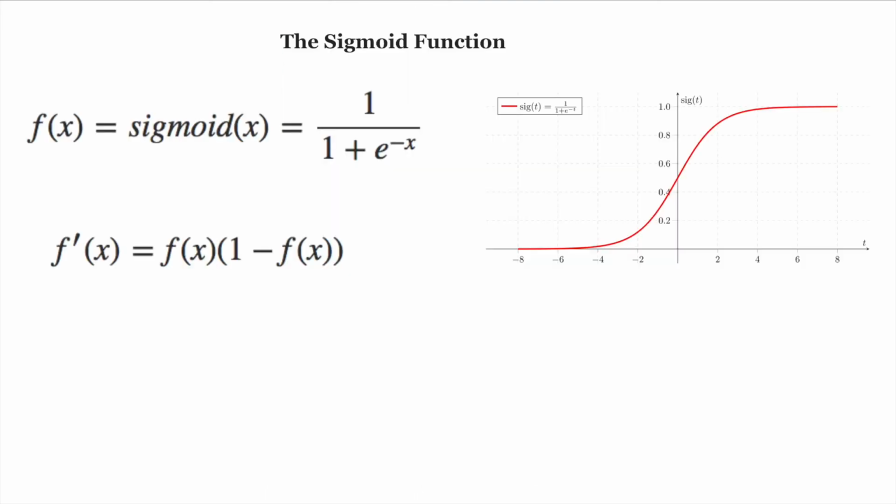First I will talk about the Sigmoid function. The Sigmoid output range is 0 to 1, so it produces an output between 0 and 1 for the input. Here x is the input, and 1 upon 1 plus e power minus x is the Sigmoid function, and it is differentiable. The derivative of f(x) is f(x) times 1 minus f(x). So that's the derivative.